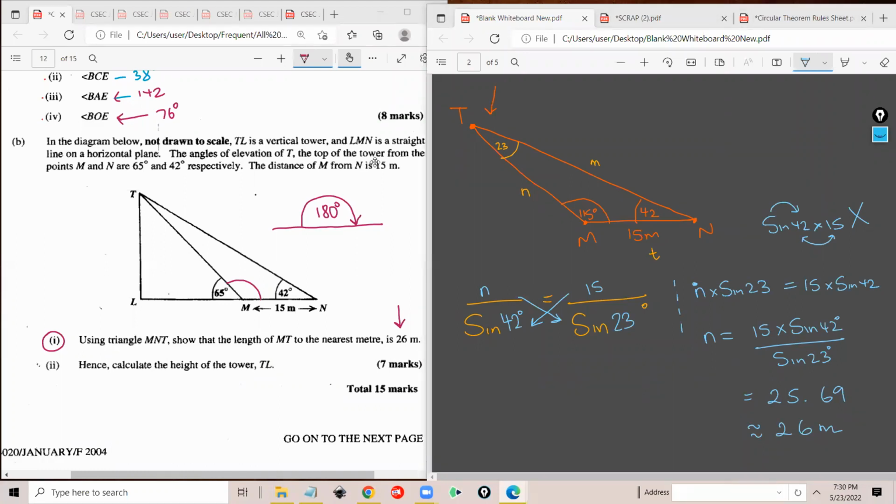Right, so make sure you see something very close to this. You might get something slightly different, like 25.8 something or 25.7 something, 25 point anything.